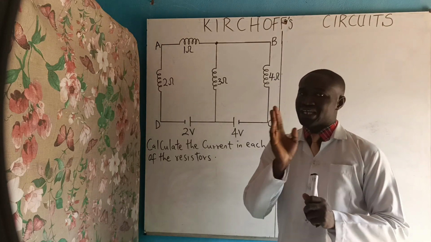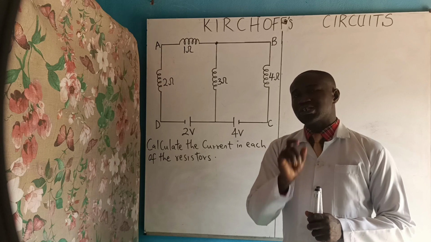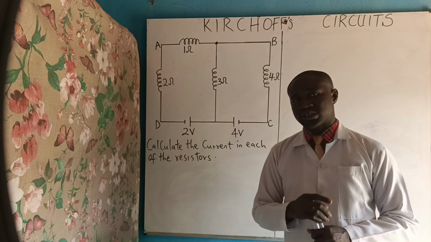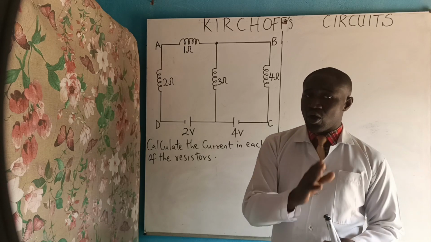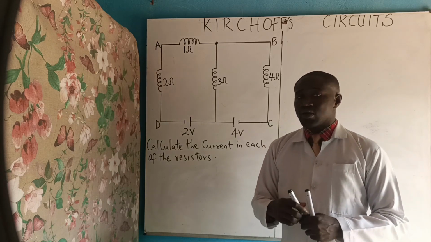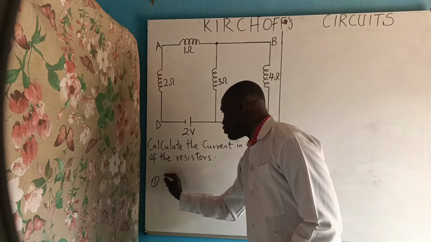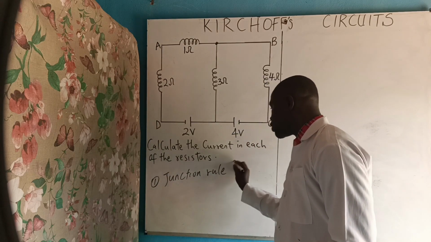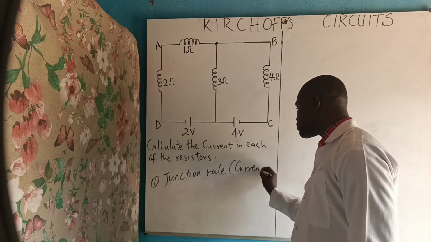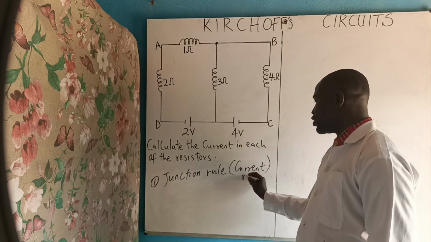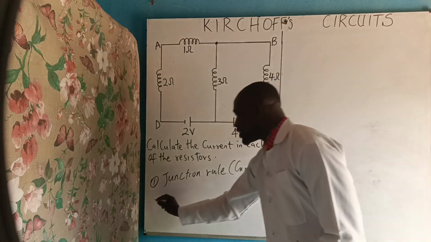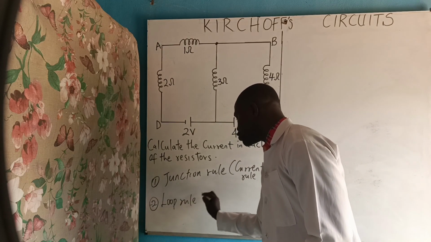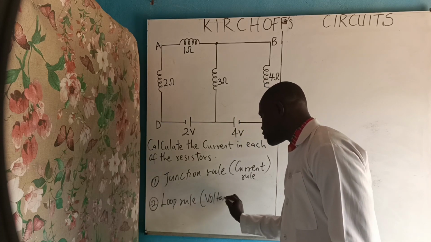Kirchhoff's circuit has a law. This law describes the relationship among the current, the potential difference, and electromotive force. These laws are of 2 types. One is the junction rule, which we call the current rule. Then the second one is called the loop rule, which we call the voltage rule.